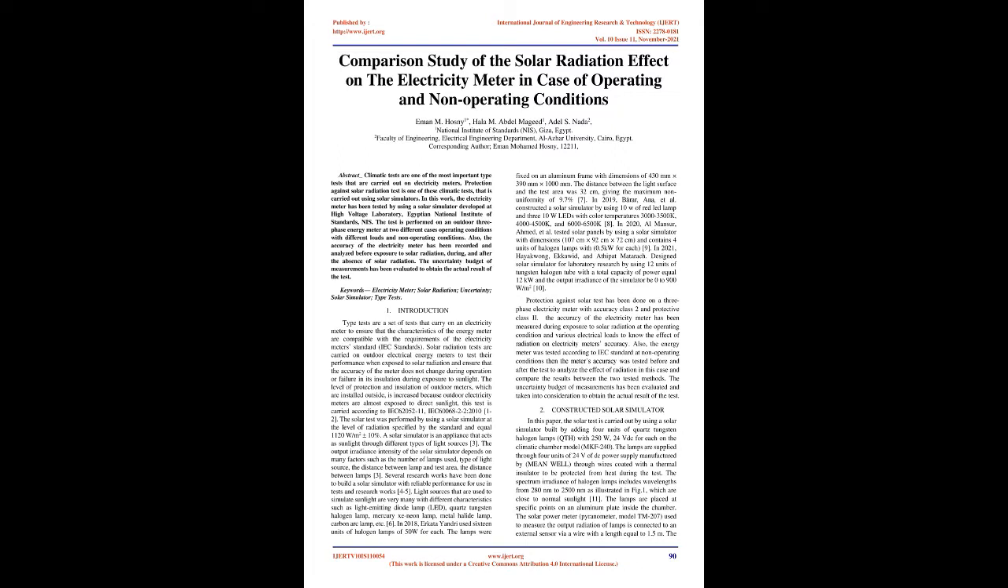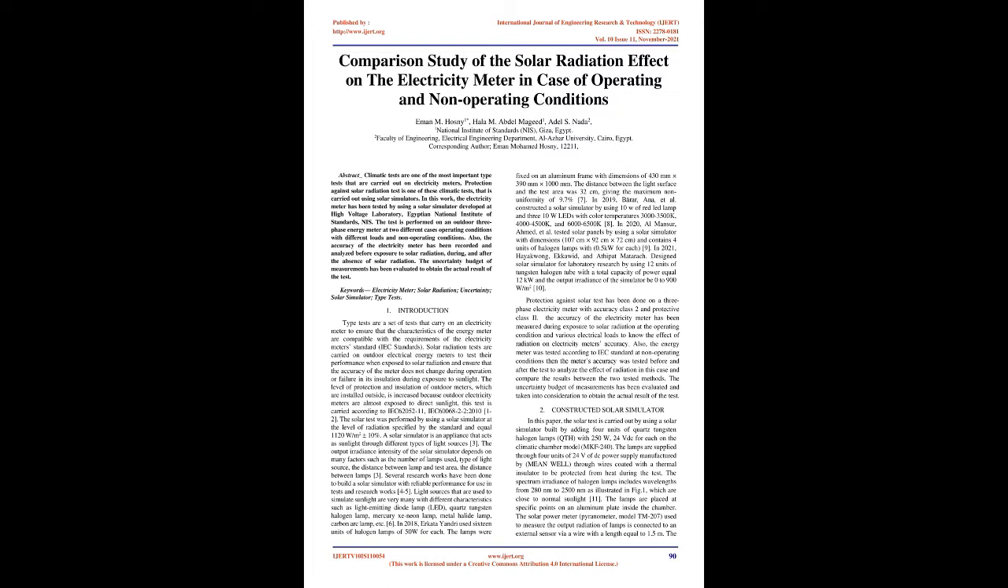Solar radiation tests are carried out on outdoor electrical energy meters to test their performance when exposed to solar radiation and ensure that the accuracy of the meter does not change during operation, or that there is no failure in its insulation during exposure to sunlight. The level of protection and insulation of outdoor meters, which are installed outside, is increased because outdoor electricity meters are almost always exposed to direct sunlight.